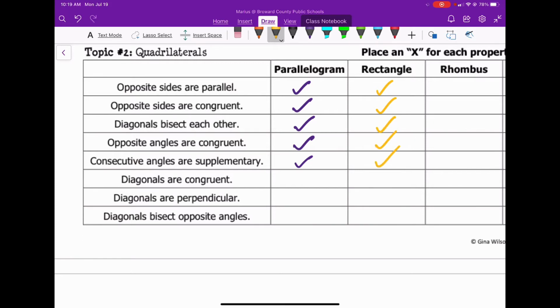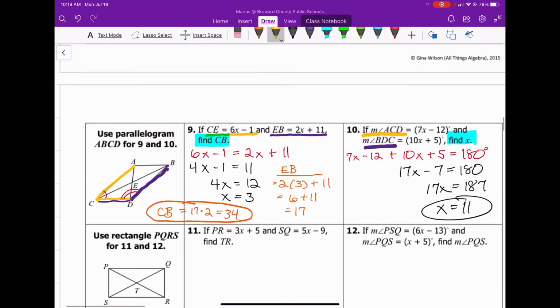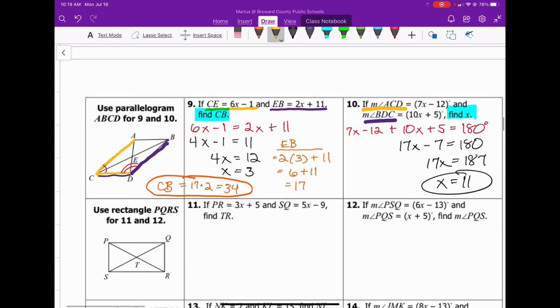Now, the one new thing that we're going to add is that the diagonals of a rectangle are congruent. That's the one thing that specifically makes a parallelogram a rectangle, is that the diagonals are congruent. Now that we've addressed that, we're going to take a look at two of these problems. But before that, let's go ahead and label our rectangle.